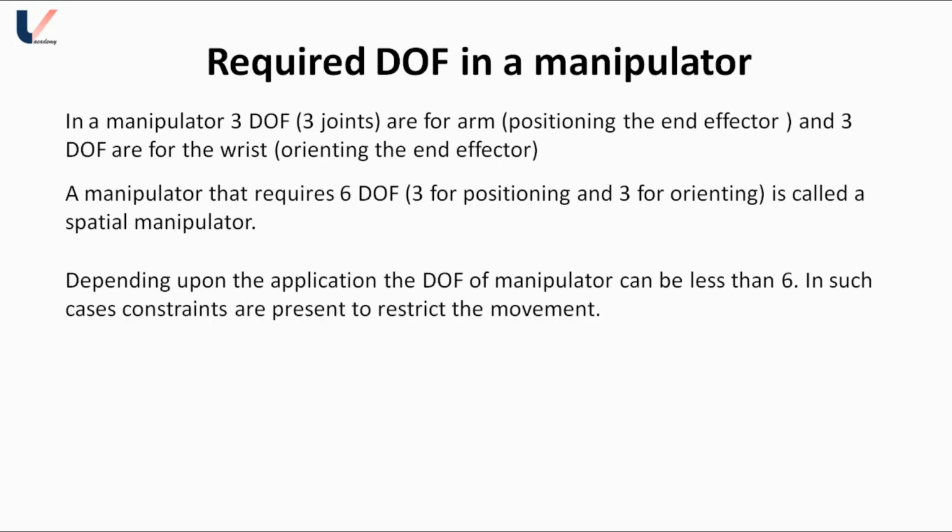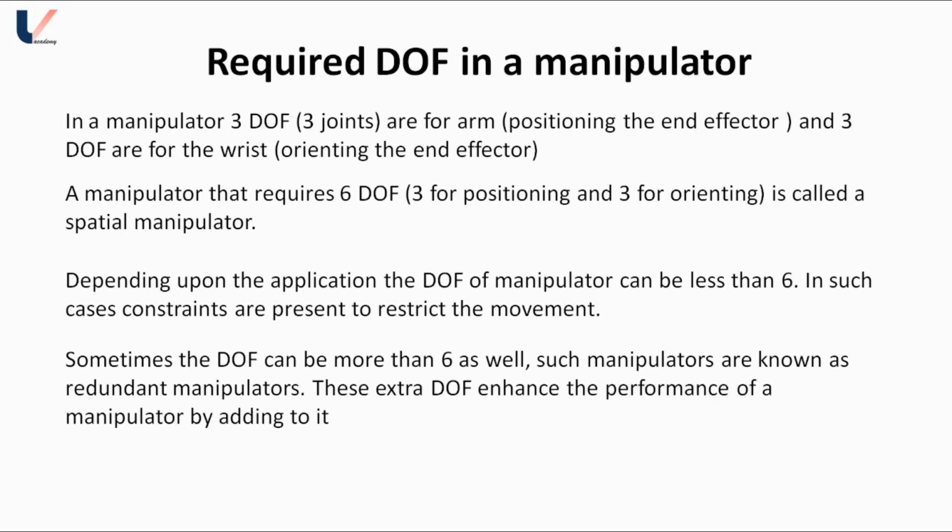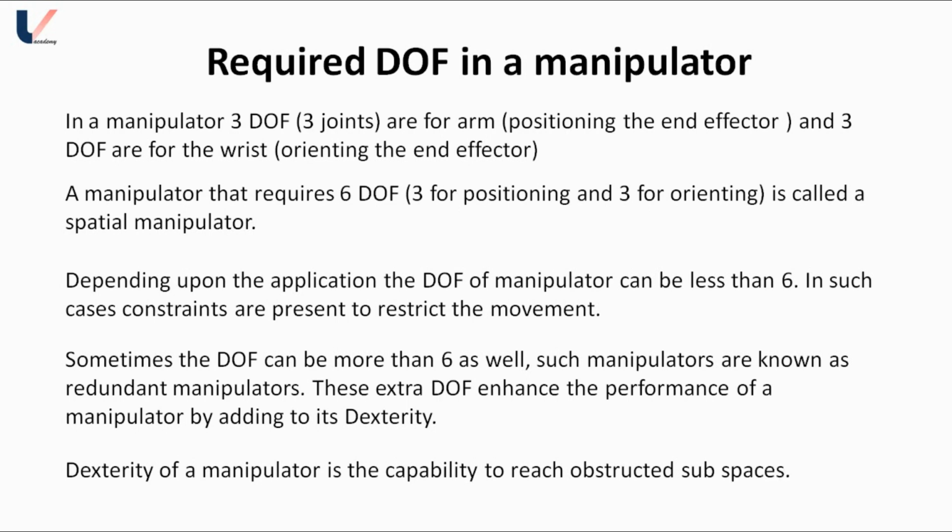In a manipulator where degrees of freedom are less than 6, the movements are restricted by constraints. And where degrees of freedom are more than 6, such manipulators are known as redundant. Redundancy increases performance by adding to its dexterity. Dexterity means capability to reach obstructed subspaces. The capability to reach the difficult to reach areas is the dexterity.